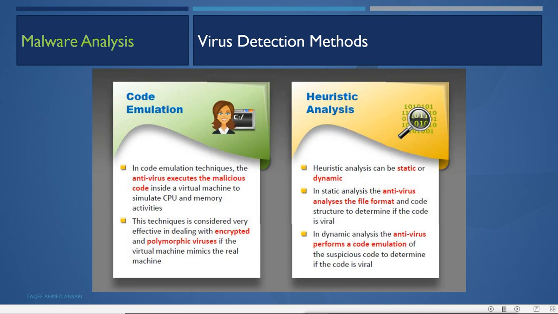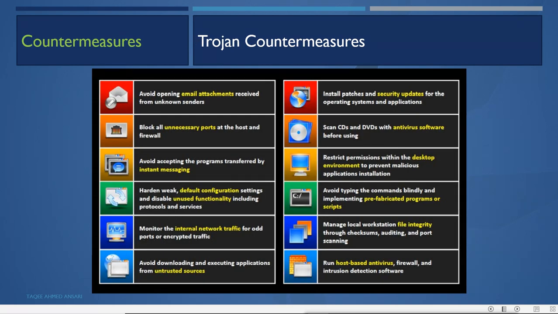Now the countermeasures for Trojans. Avoid opening email attachments received from unknown senders, block all unnecessary ports, avoid accepting program transfers by instant messaging, harden weak default configuration settings, disable unused functionality, monitor internal network traffic for odd ports and encrypted traffic, avoid downloading and executing applications from untrusted sources, install patches and security updates for the operating system and applications.